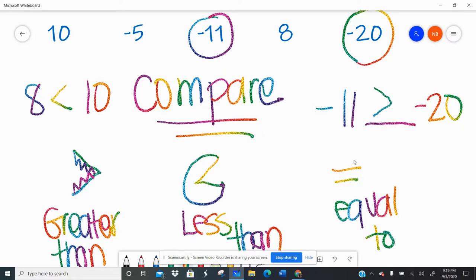So that is our lesson today about integers, absolute value, and comparing and ordering. You're now going to move on to the practice portion of today and work on your activities on your Google Slides. If you have any questions, let me know.